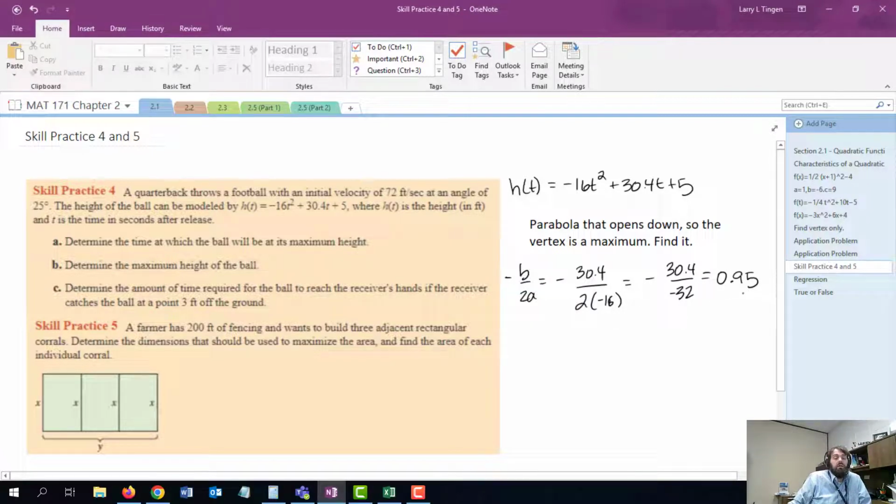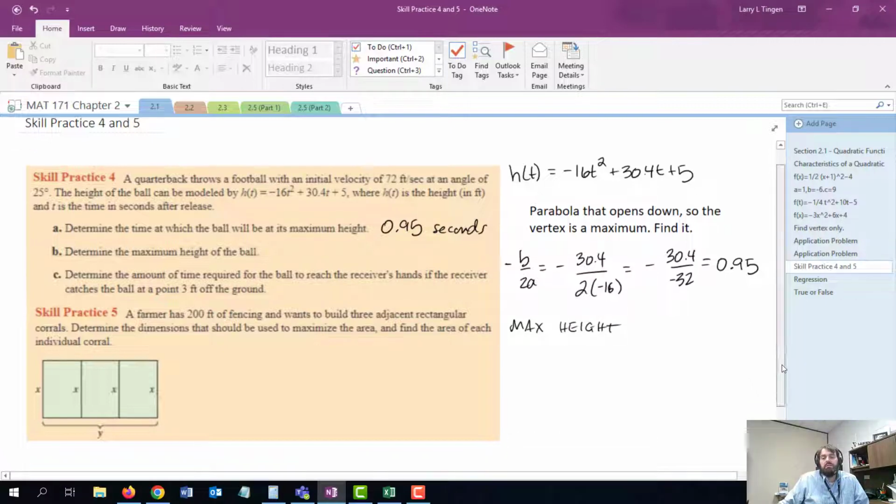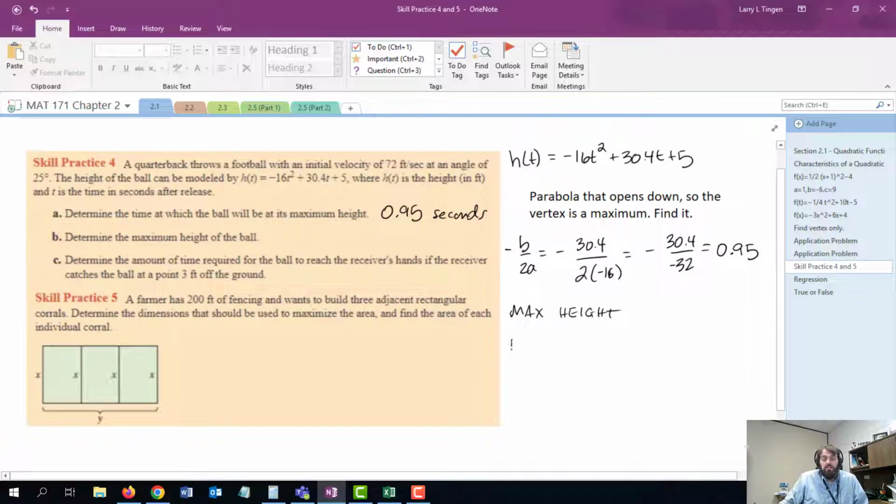Okay, so that's how long after it's released it reaches the maximum height. Part B, so 0.95 seconds. Units are critical here. Looks like I'm making up new letters. 0.95 seconds. Maximum height. Remember, that's still after the vertex. What is the maximum height? It's whatever I get when I plug 0.95 into the equation. Negative 16 times 0.95 squared plus 30.4 times 0.95 plus 5.